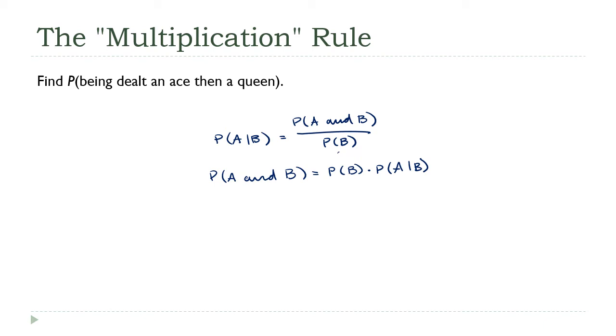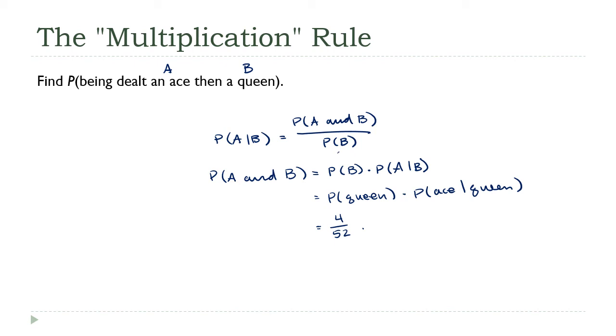So let's see how we're going to do this. I'm going to let being dealt an ace be A, and I'm going to let being dealt a queen be B. All right, so this is the probability of being dealt a queen times the probability of being dealt an ace given we already got a queen. Okay, what's the probability of getting a queen? There's 4 of them out of 52 cards. Now, what's the probability of drawing an ace given that we drew a queen on the first card?